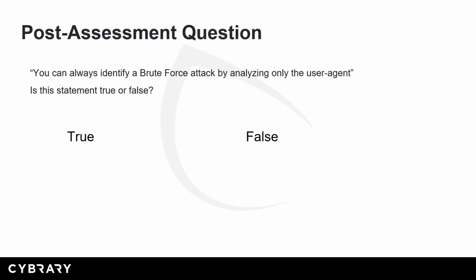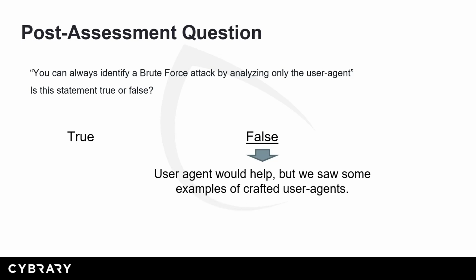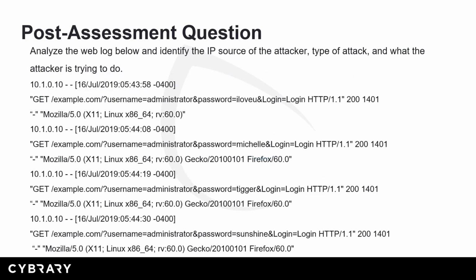Post-assessment question. You can always identify a brute force attack analyzing just the user agent. Is this information true or false? This information is false. The user agent would help, but an attacker can change it, as we saw in some examples. For the next question, analyze the log below and identify the IP source, type of attack, and what the attacker is trying to do.